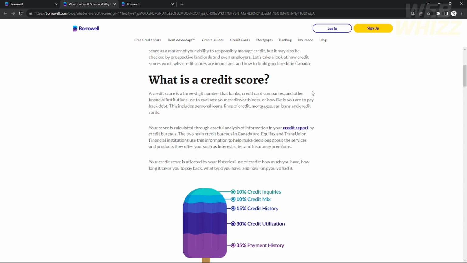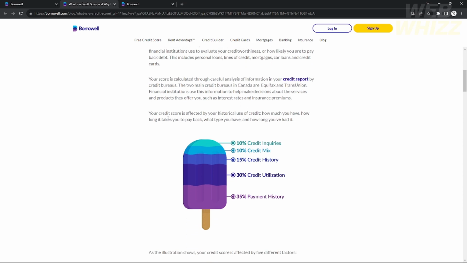Your score is calculated through careful analysis of the information in your credit report by credit bureaus. The two main credit bureaus in Canada, as I said earlier, are Equifax and TransUnion. Borrowell mainly uses Equifax as the basis for your credit report.